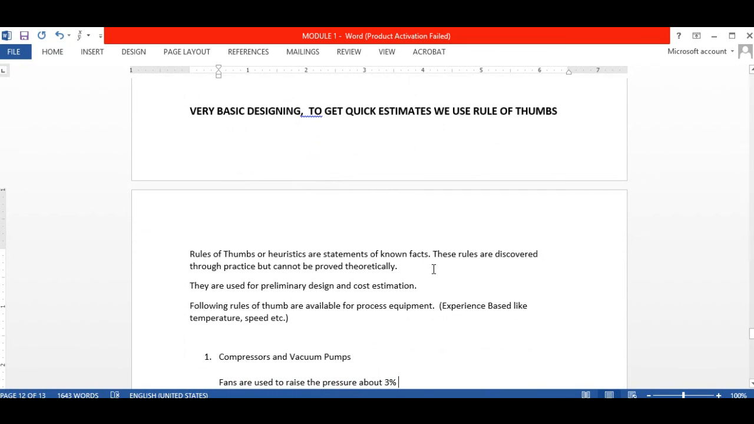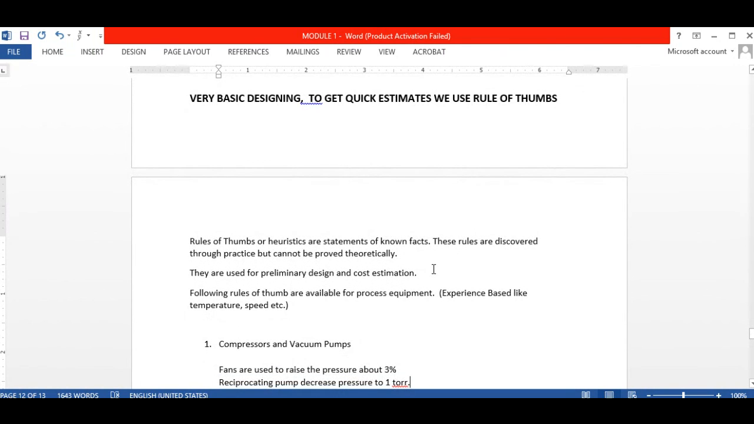Rule of thumb is that you develop some data based on your experience. There is no looking in the handbook, you don't use any equation, you don't do any calculation, you just guess. This is known as a guess based on one's experience. This is called a guess.